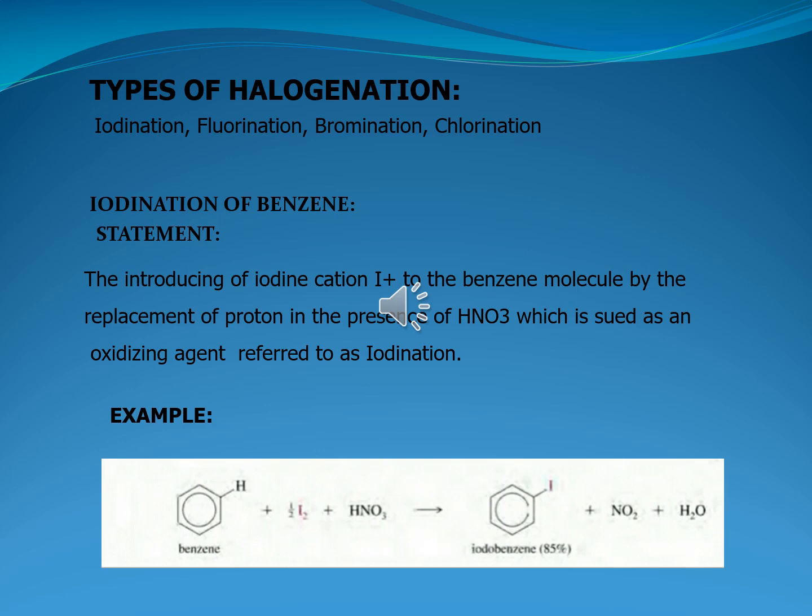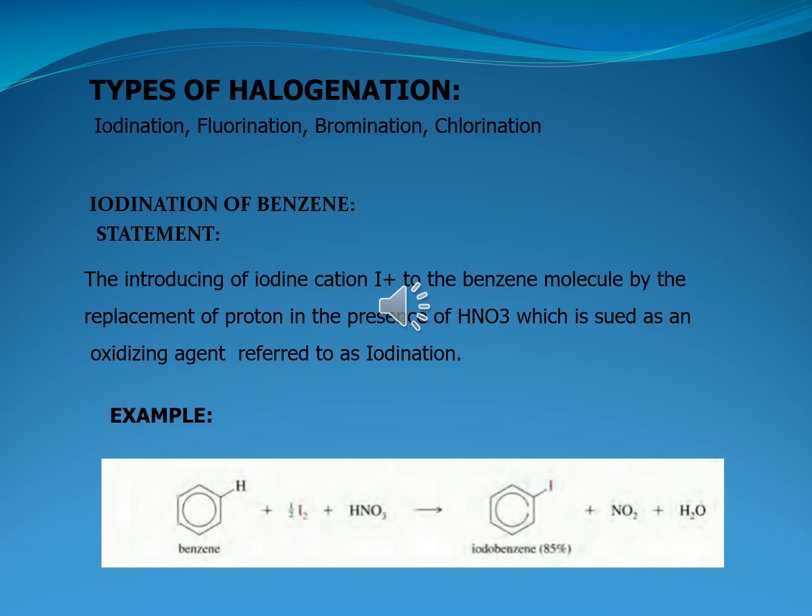So, the iodination of benzene is the introduction of an iodine cation to the benzene molecule by replacement of the proton in the presence of nitric acid, which is used as an oxidizing agent.